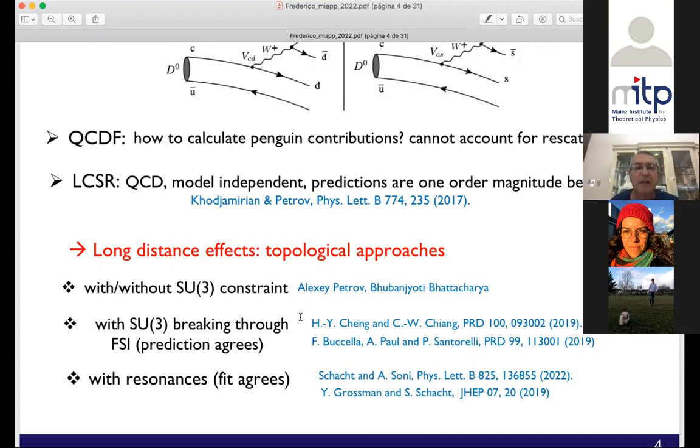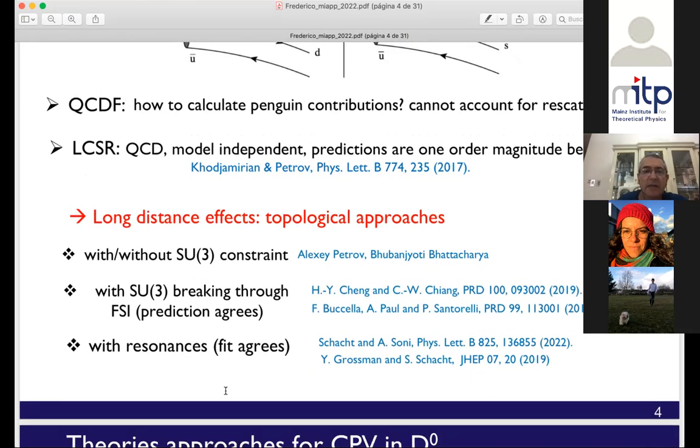some fitting procedure. So there is a recent work with resonances close to the D0 that could mix the pi pi and KK states. And this could also eventually lead to the magnitude of the asymmetry.